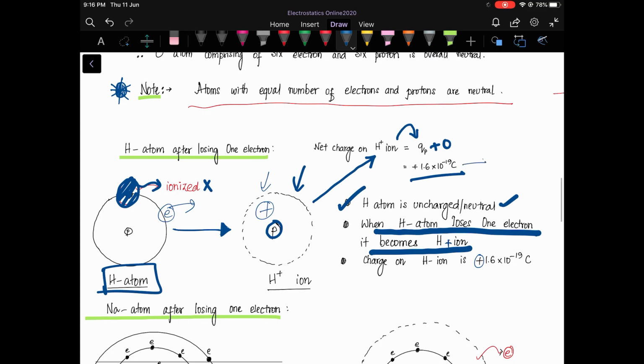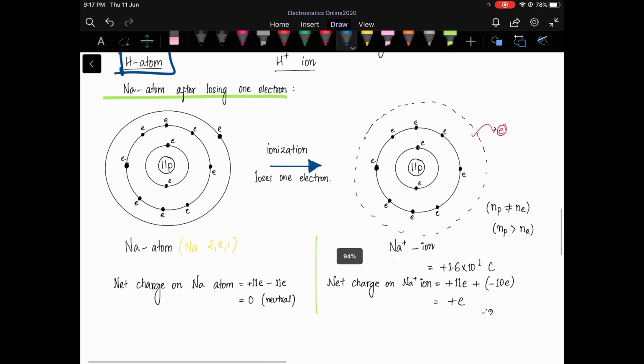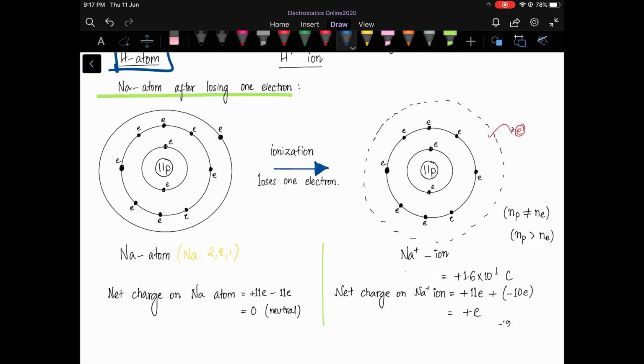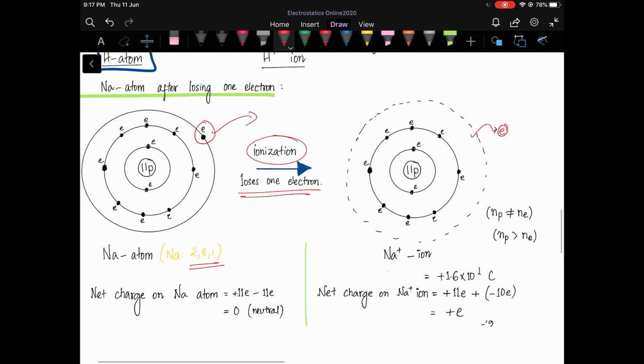One more thing, notice this is the charge on the hydrogen atom after it has lost one electron. In the next example again, we have here sodium, where we have 11 electrons arranged in the shells with the 11th electron on the last shell. Again, if we somehow remove this electron, you will notice we will still have 11 protons in the nucleus, but we will be left with only 10 electrons.